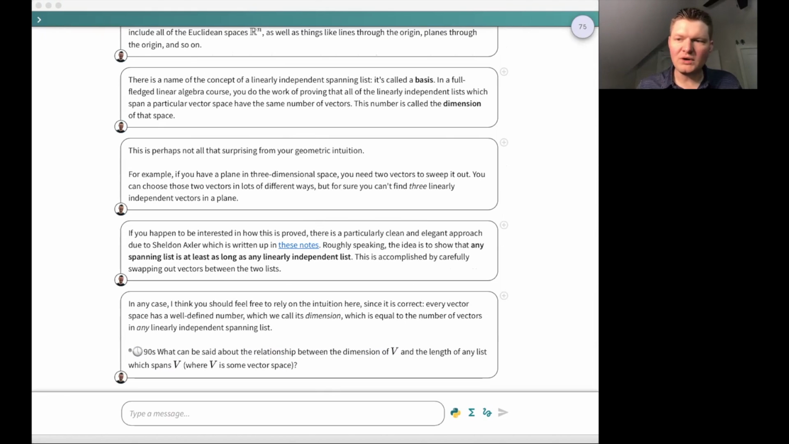Okay, what can we say about the relationship between the dimension of a vector space and the length of any list which spans that vector space? So not necessarily a linearly independent spanning list, but just a spanning list. What can we say about those two numbers?